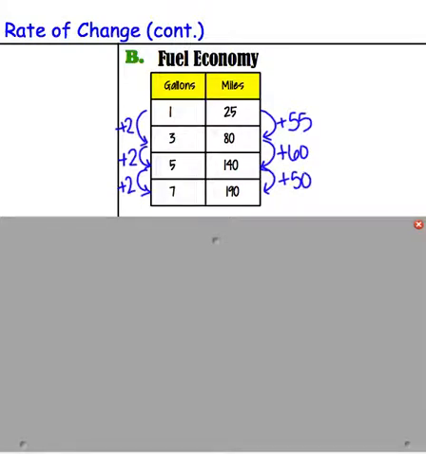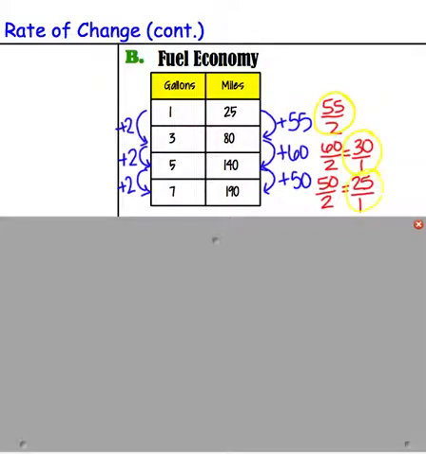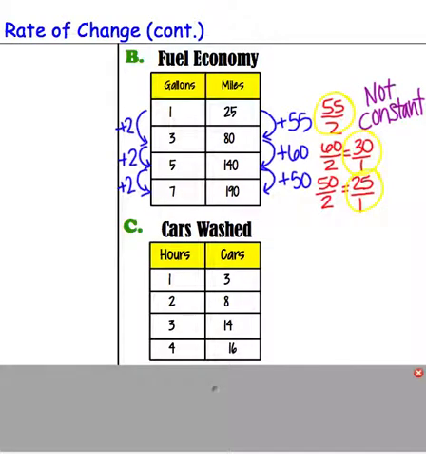So when I look here, my ratio is 55 over 2. Then I have 60 over 2, which does simplify to 30 over 1. And then I have 50 over 2, which simplifies to 25 over 1. When I look at these 3 ratios, they are not the same, so we would say not constant. So now I want you to take a minute, solve this problem, pause it while you're solving it, and then come back and check.